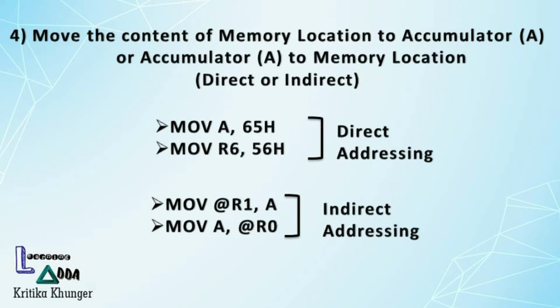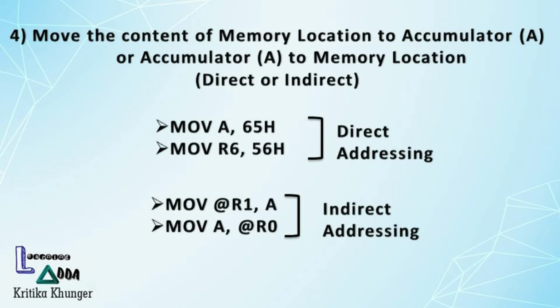First we start with direct addressing. MOV A, 65H. Here 65H is the memory location. We are moving the content of memory location 65H into the accumulator. In the next example, we are moving the content of the 56H memory location to register R6. And next we'll start with the indirect addressing.